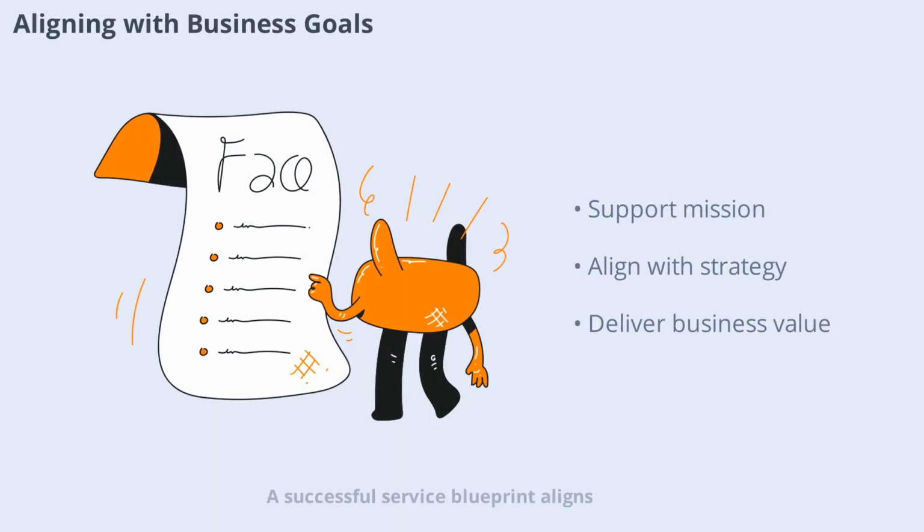A successful service blueprint aligns with your organization's broader business goals. Make sure that every element of the blueprint supports your mission, vision, and strategy. This alignment ensures that your service delivers value not just to customers but to the business as a whole.